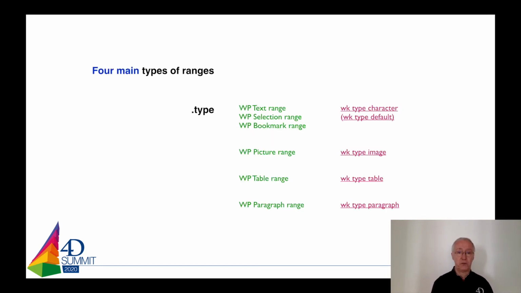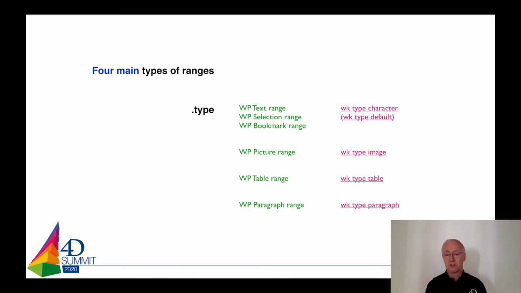And you have 4 main types of range that are returned by specific commands. Text range, selection range, and bookmark range return a range of type character, or type default. Type default and type character are the same thing. I insisted on having a type character because type default was meaningless for me. Character is more clear, in my opinion. But the value of the constant is the same.